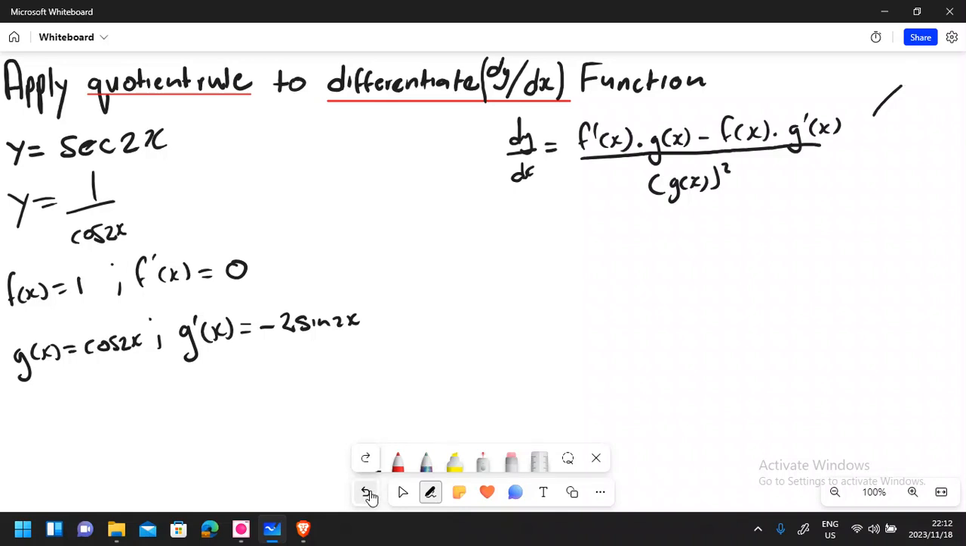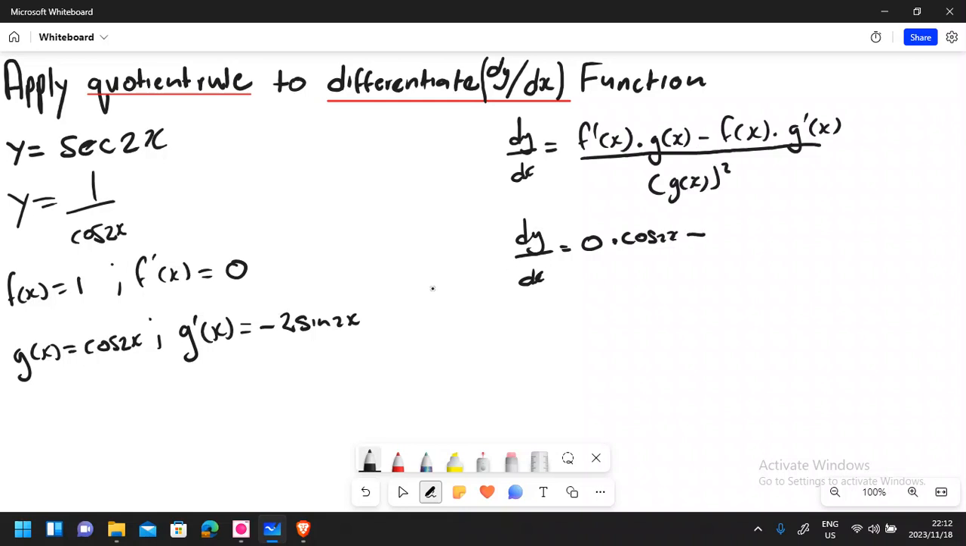All right, now let's substitute. Now dy over dx, now it's time for us to substitute. When you substitute here, f prime of x is going to be equal to 0, multiplied by g of x. Now if you look at our g of x here, this is going to be cos 2x, right? Now we are done with the first term.